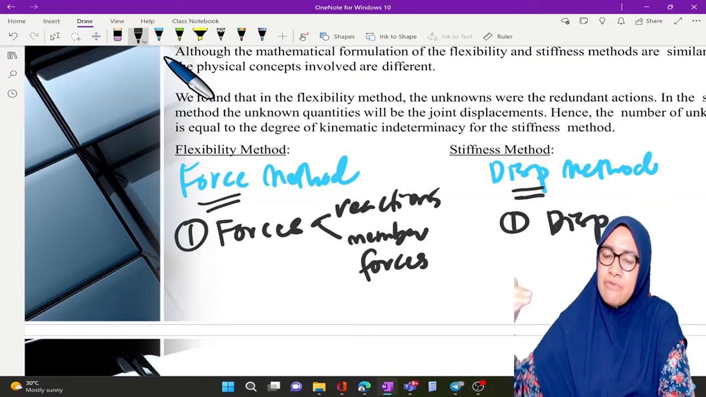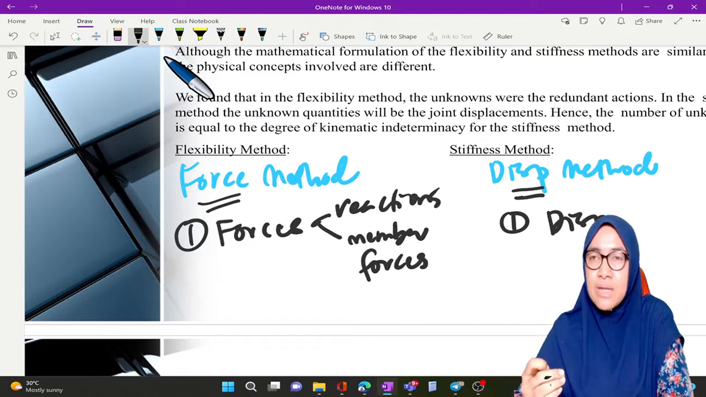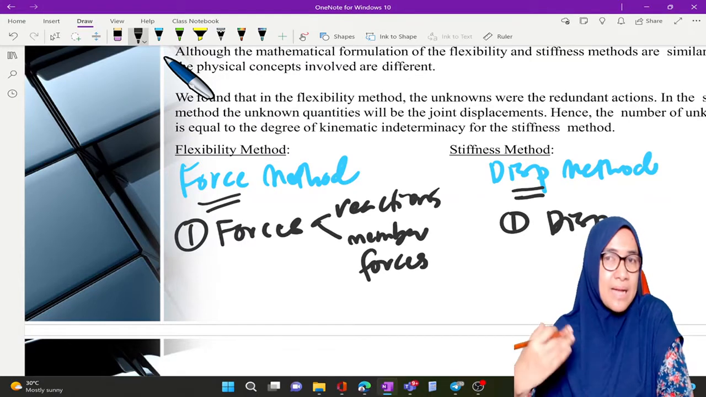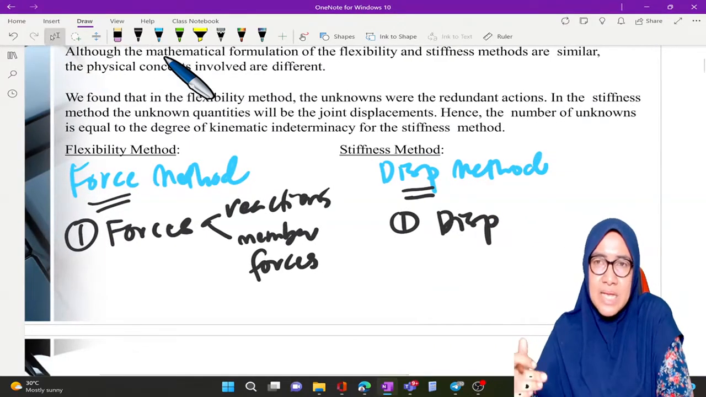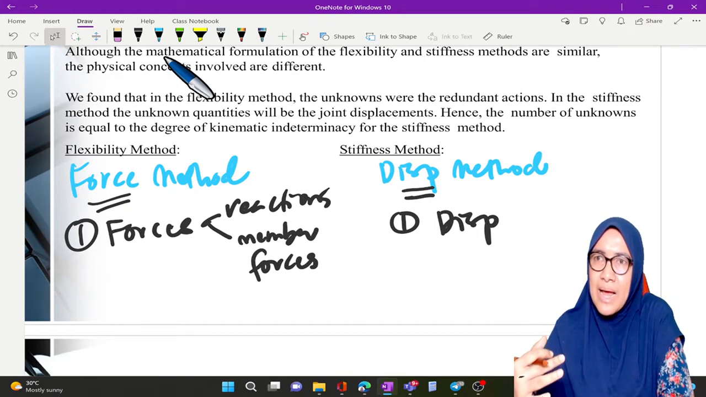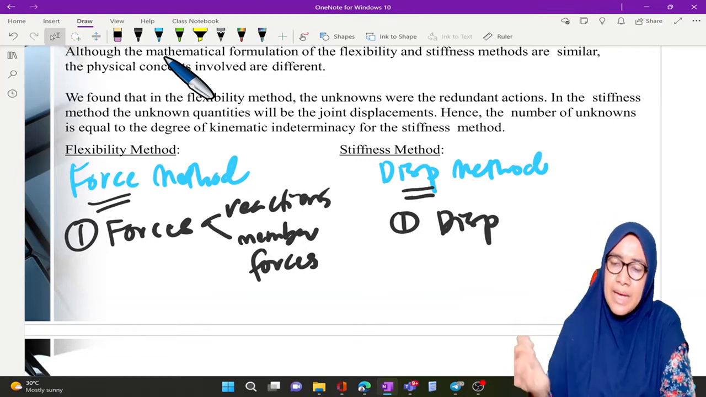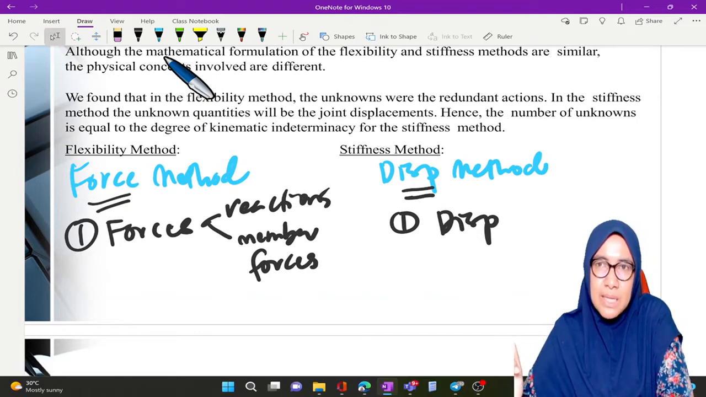If in the flexibility method we limit the redundant up to 3, so that we can calculate the redundant using simultaneous equations, then since in the stiffness method displacement is the first output, again we should limit the unknown displacement up to 3, so that we can analyze displacement using manual calculation. It is again simultaneous equations, even though it is written in matrix.